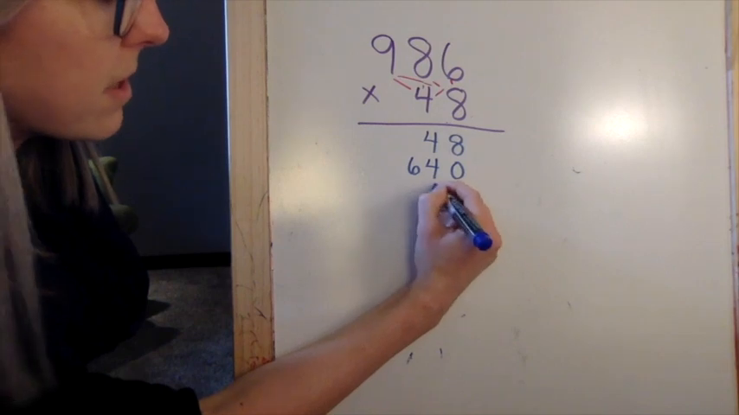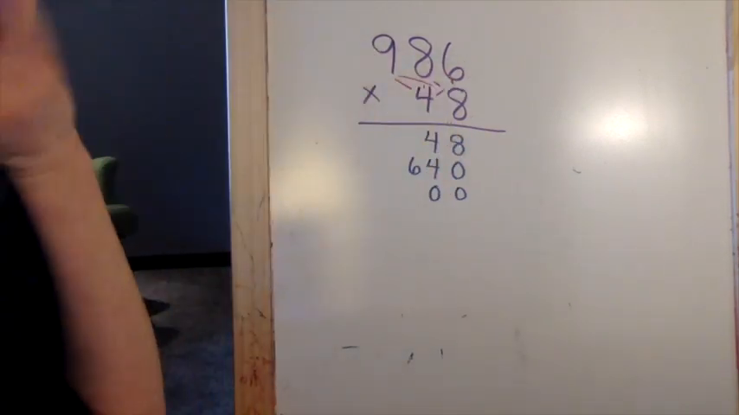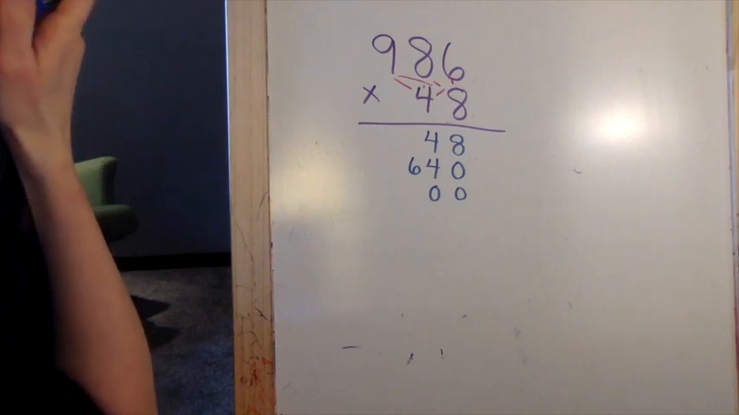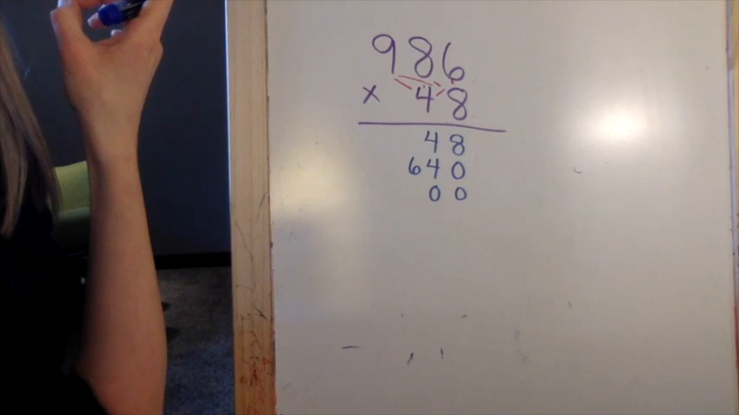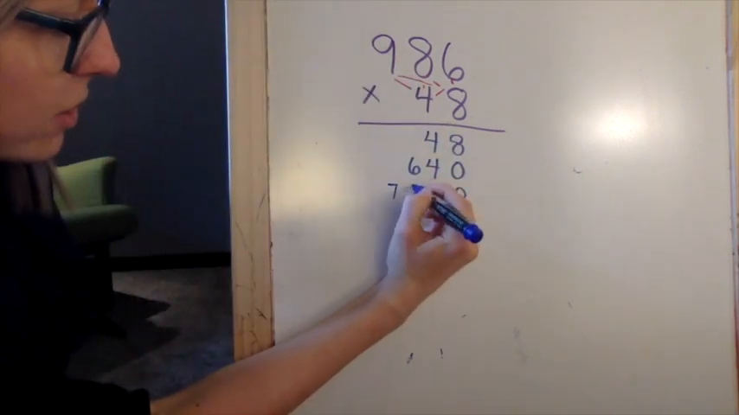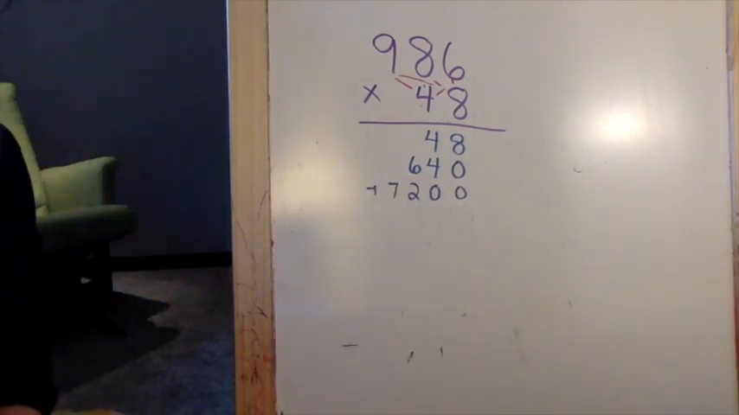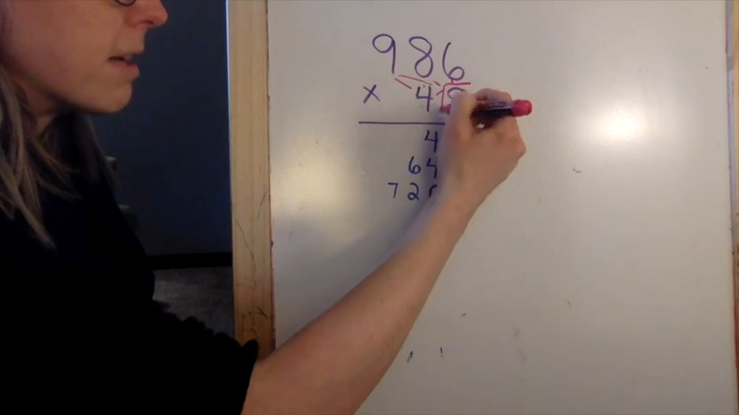Now, 8 times 900. Let's just put the zeros there because we know we're working with hundreds. 8 times 9. What's 8 times 9? You are correct if you said 72. Okay, so 8 times 9 is 72. I just wanted to show you. We've done these ones. We've multiplied by 8.